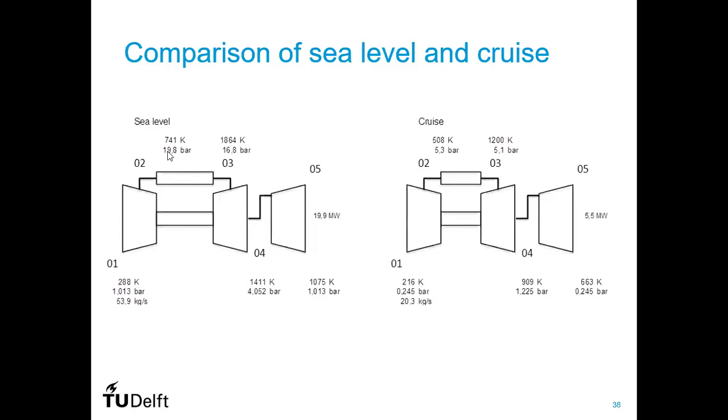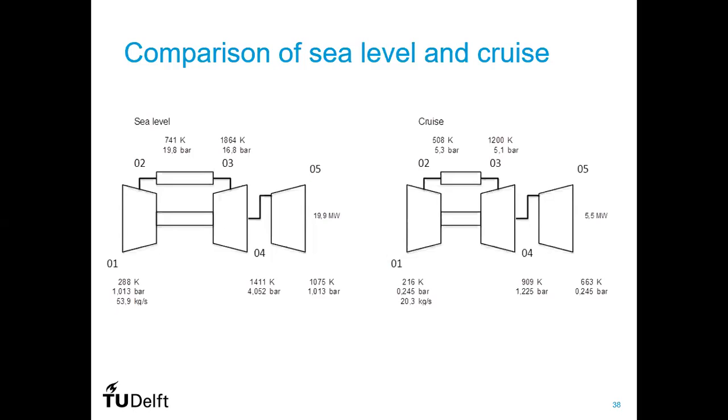There might be a small mistake between the pressure loss over the combustor between sea level and cruise. Yeah, that's true. I fully agree. A 3-bar pressure loss of the combustor is not good at sea level, but it's not the main issue. That's a good observation. This is too high. So I will check that.